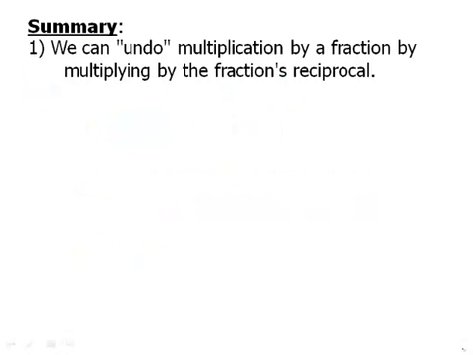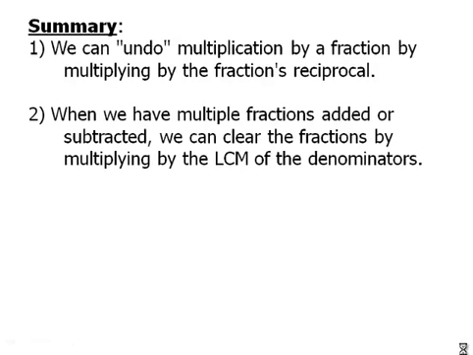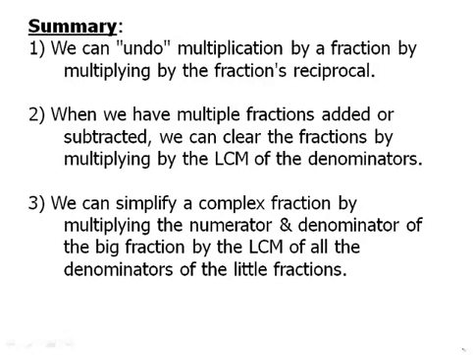In summary, we can undo multiplication by a fraction by multiplying by the fraction's reciprocal. That is a very important shortcut. When we have multiple fractions added or subtracted, we can clear the fractions by multiplying by the least common multiple of all the denominators. And we can simplify a complex fraction by multiplying the numerator and the denominator of the big fraction by the least common multiple of all the denominators of the little fractions.